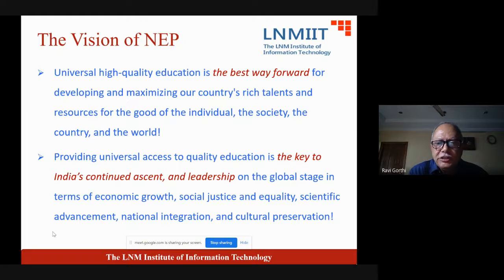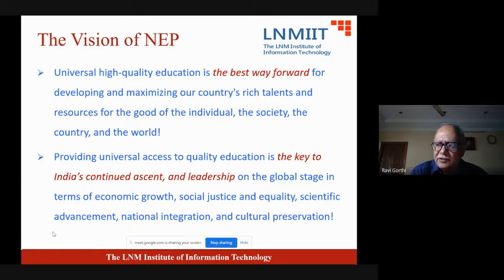Universal high quality education is the best way forward for developing and maximizing our country's rich talents and resources. For what? For the good of the individuals, for the good of the society, for the good of the country, and the good of the world. Universal high quality education is identified as the best way forward.